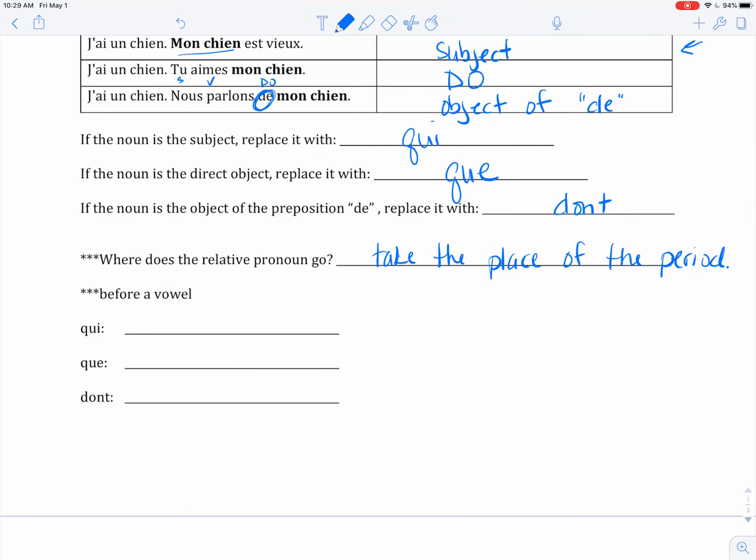In front of a vowel, the word qui is never going to change. Even though you've got the I there at the end and a vowel could come next, it's not going to change it. Que, on the other hand, will become Q apostrophe in front of a vowel, and dont doesn't change, so it's going to stay just like that.